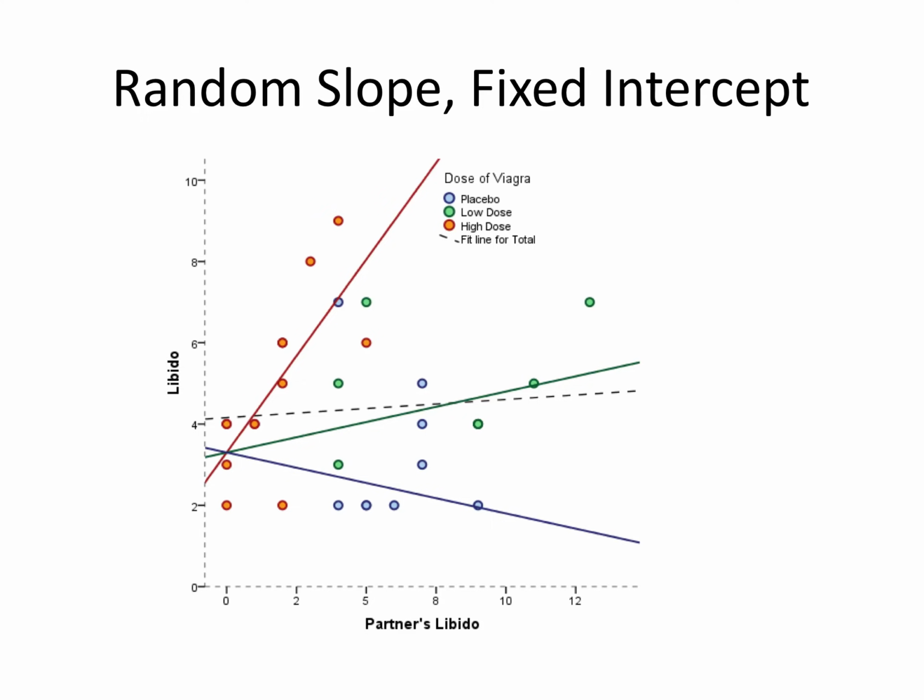Now, a fixed intercept is where they're all crossing the y-axis at the same place, approximately here, but they have random slopes. This is not too common of a model to test, but I can test random slopes and a fixed intercept. That means they all started in the same place, and then due to whatever intervention you gave, they all went in different directions.